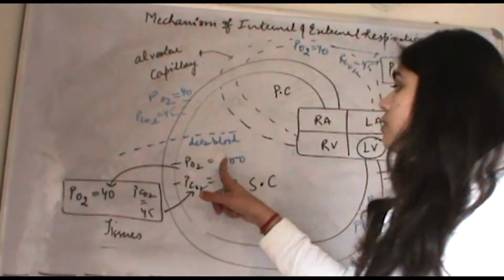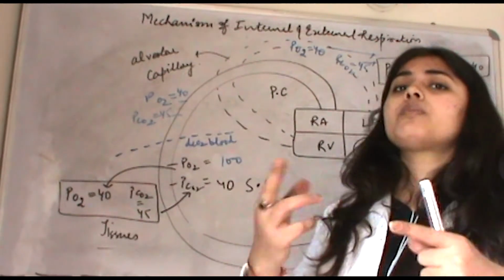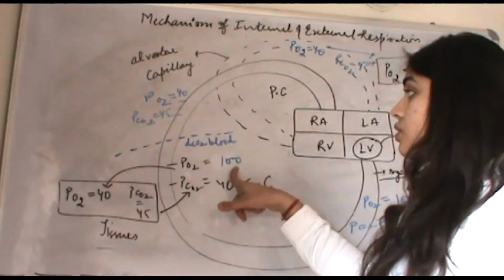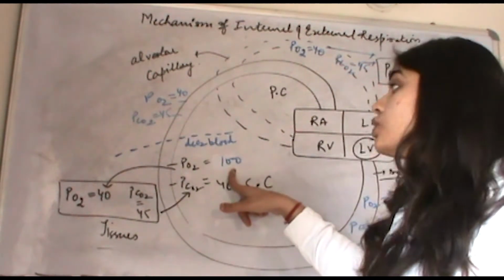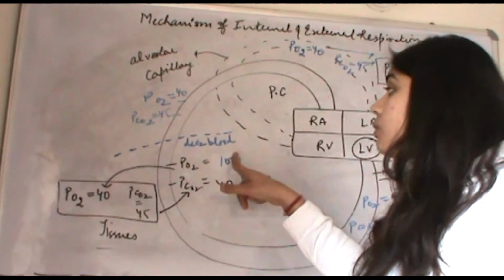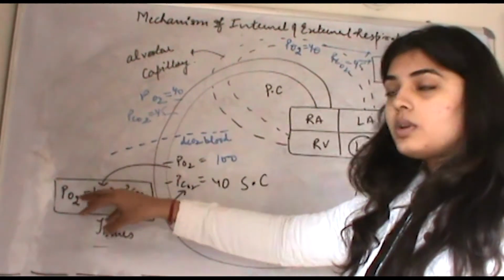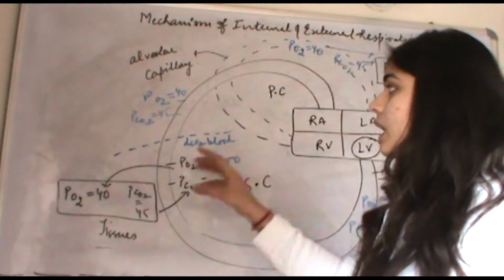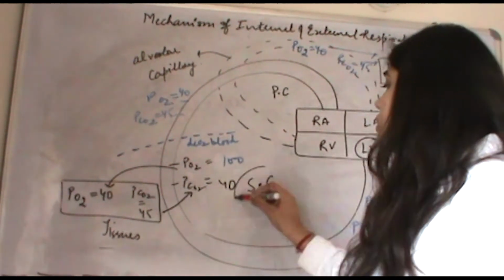As we know, the main funda of diffusion is that it goes from high pressure to low pressure. High pressure is of oxygen. So from high pressure to low pressure, who will go? Oxygen, because here the pressure is high. It will go from this side to this side, from high to low pressure. Therefore now this blood becomes oxygenated, and this process is called systemic circulation.